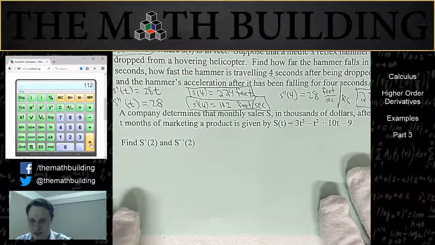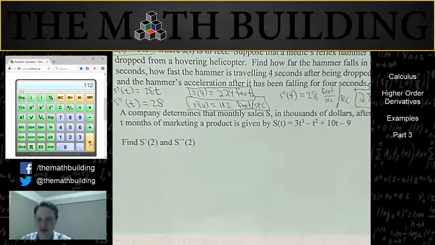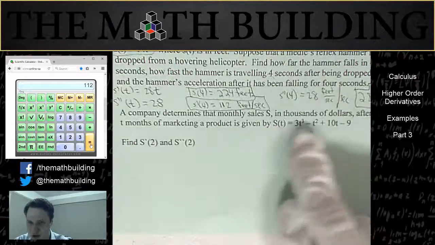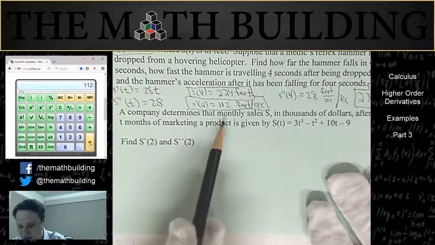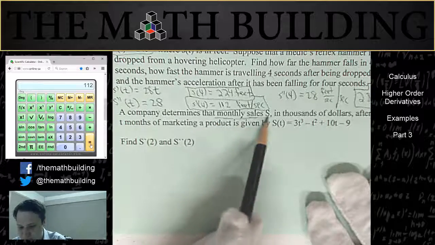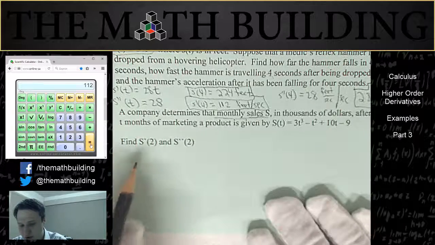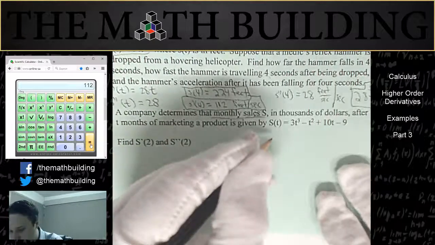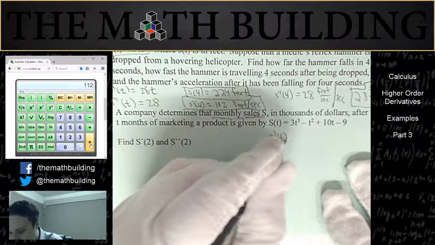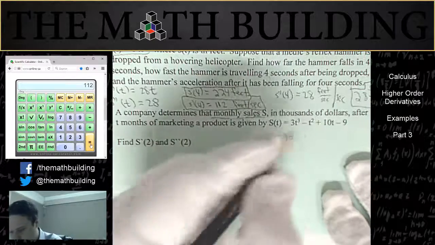Last application problem. A company determines that monthly sales in thousands of dollars after t months of marketing a product is given by this function. So this function is the total monthly sales every month, where t is in months. So they want us to find the first and second derivative, so let's do that really quick.